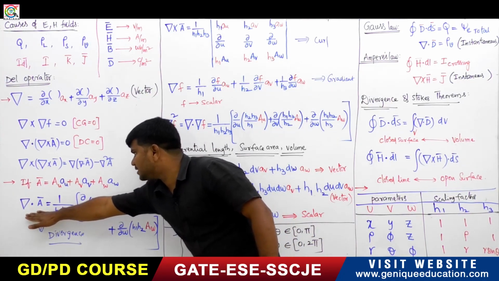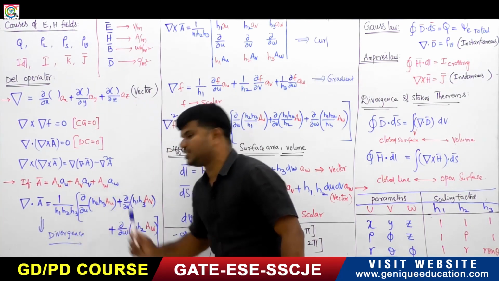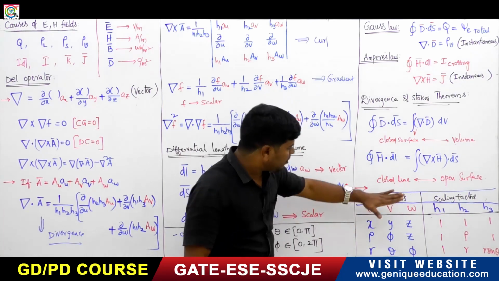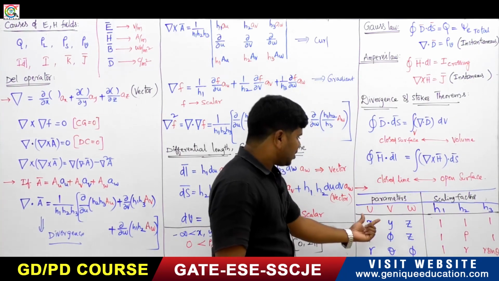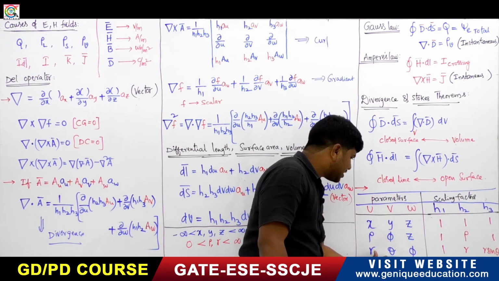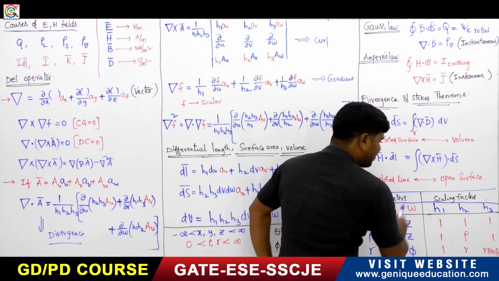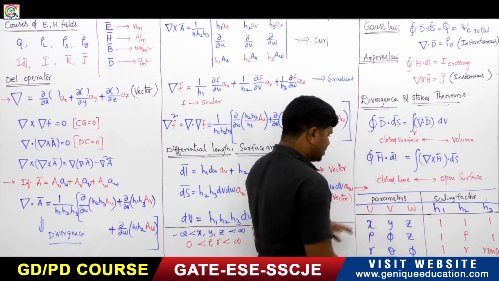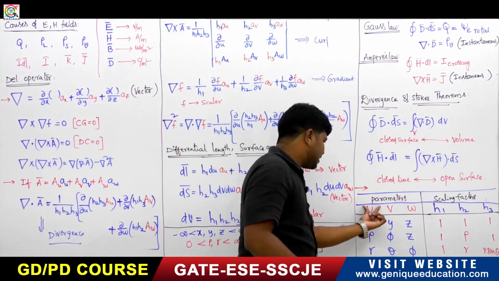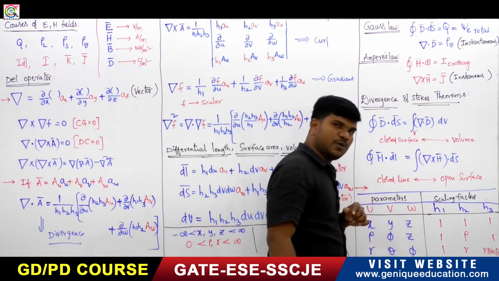So this is del dot A. This del dot A represents the divergence of the vector. So what are these h1, h2, h3? These are the scaling parameters. Suppose you observe these are the Cartesian coordinates, cylindrical coordinates and spherical coordinates. For this, the scaling parameters are, I am representing these as u, v, w in a generalized way. I am representing all these parameters as u, v, w.